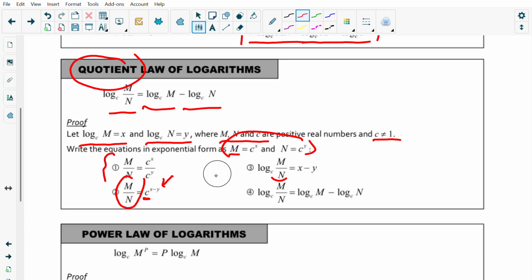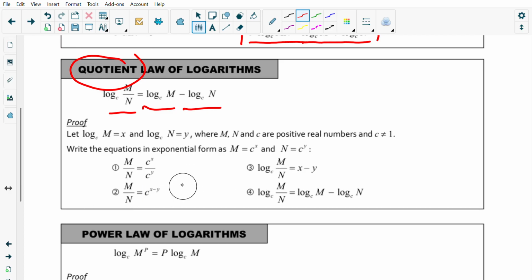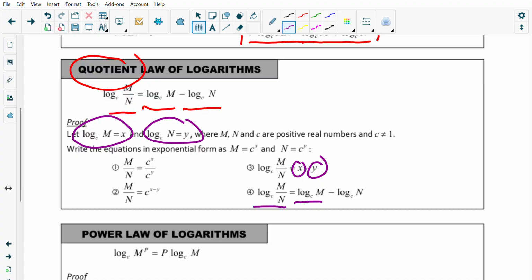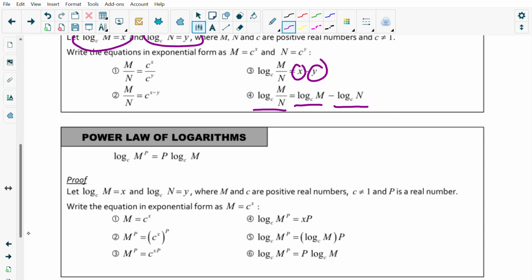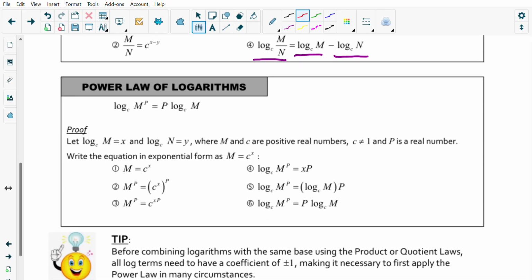And then the last step here is the substitution step. We're going to unsubstitute, or backward substitute. Here's the x, here's the x, here's the y, here's the y. Put it back in. I have log base c of m divided by n equals log base c of m minus log base c of n. That's the quotient law.